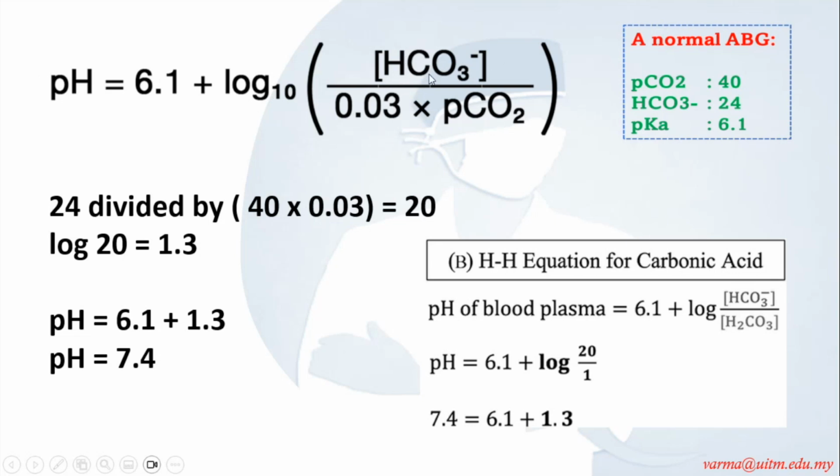Okay, the bicarb is 24, and 0.03 times 40 is 1.2, so the ratio is 20. In a normal person, the pH is like a neutral pH. So you get 6.1 plus log 20, which is 1.3. So 6.1 plus 1.3, this is why you get your pH of 7.4. The pH of blood plasma is 6.1 plus log of serum bicarb over carbonic acid, so you get 6.1 plus log 20, which is 6.1 plus 1.3, giving 7.4. That's how we get the neutral pH of a normal ABG. I hope you all understand this.